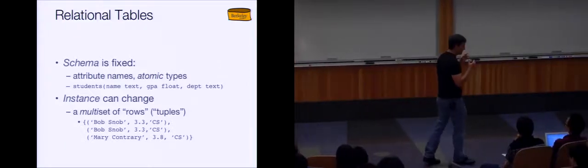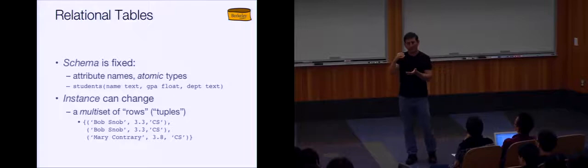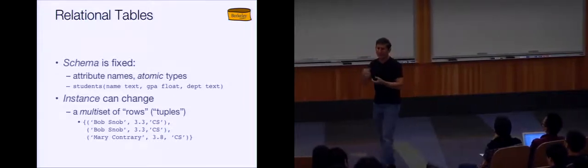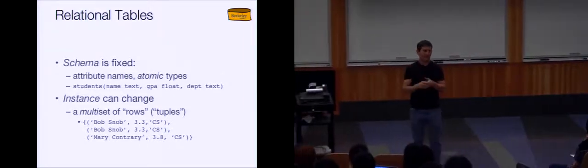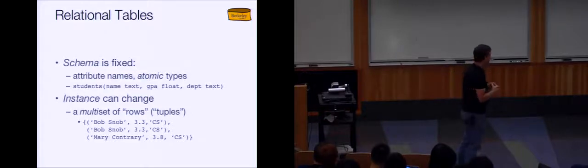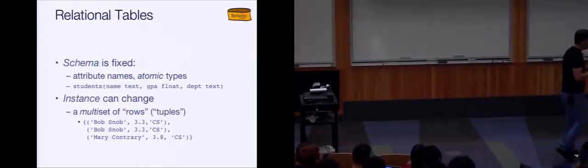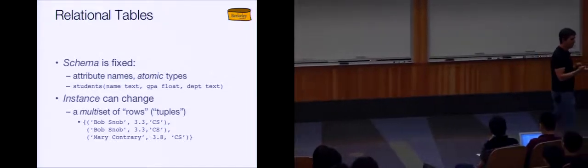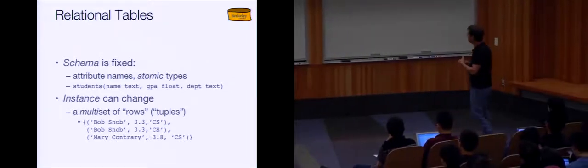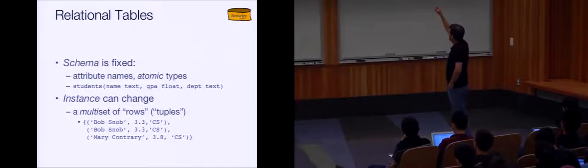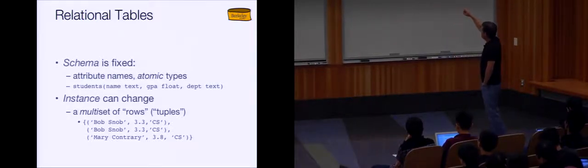But the instance of the table can change. An instance is a particular population of records in a given table. So it's like the state of the table. What data is in the table right now defines the instance. And the instance of a relational table is a multi-set of rows, sometimes called tuples, depending on how you like to pronounce it. So those are all synonyms, row, tuple. And it's a multi-set, which means you can have duplicate rows.